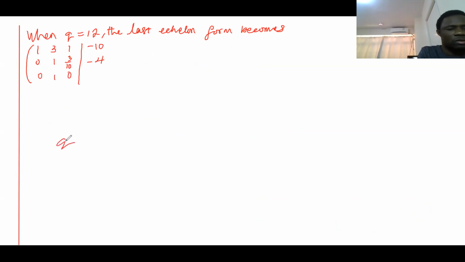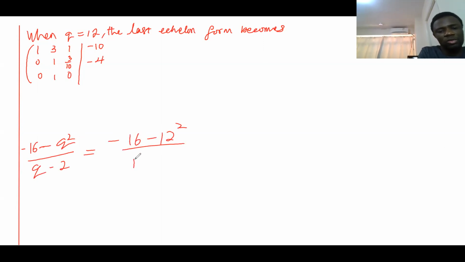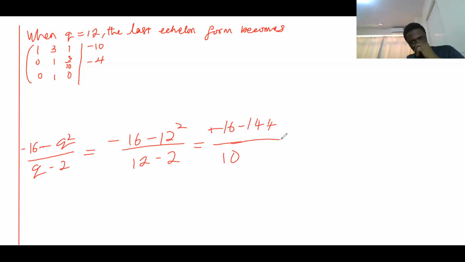The last echelon form becomes 1, 1, 3, 1. Solutions remain -10, 0, 1, 3/10, -4, then 0, 1, 0. So now, instead of -16 minus Q squared divided by Q minus 2, this will be -16 minus 12 squared divided by 12 minus 2. What's that? This is -16 minus 144. What is -16 minus 144?